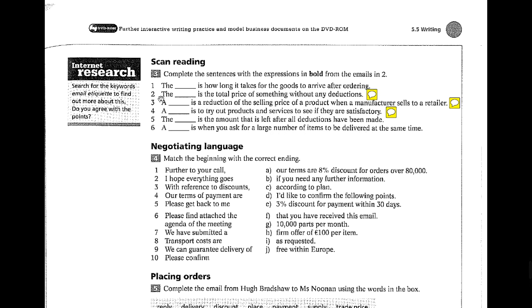So these are the answers for exercise number 3. So once more, delivery time. Number 2, gross price. Number 3, trade discount. Number 4, trial order. Number 5, net price. And number 6, bulk order. Please learn this very well. You might have them in the exam.